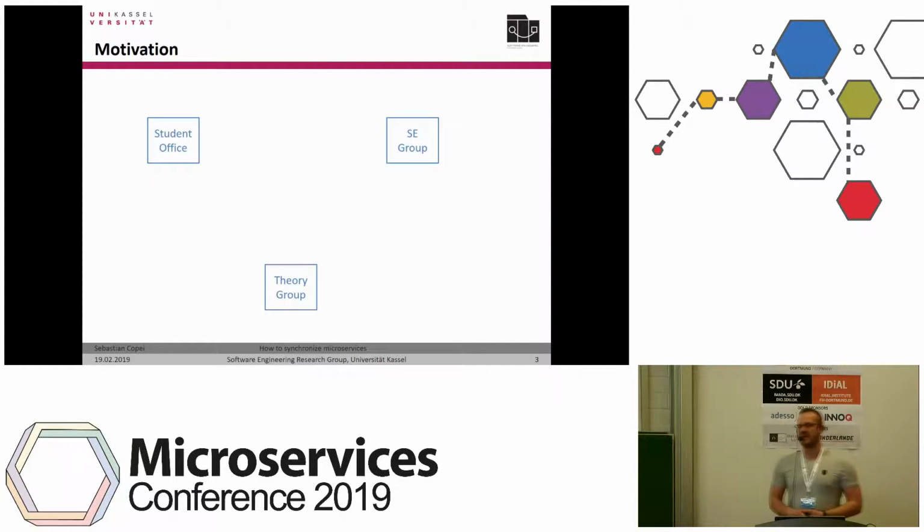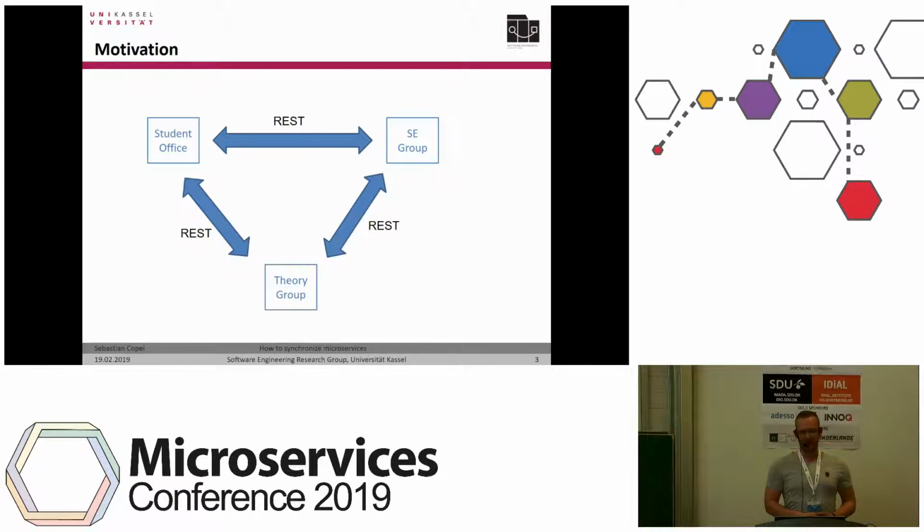In the microservice environment, there are two main types to communicate. The first one is synchronous via REST, and we get some problems with REST because we can destroy the condition of independence: maybe our student office microservice needs the startup of our two departments, the software engineering group or the theory group. So we go a step back from microservices to a SOA architecture, and this is not what we want.